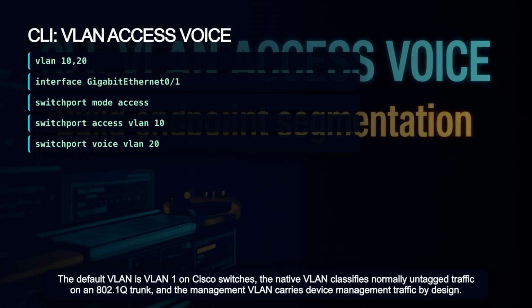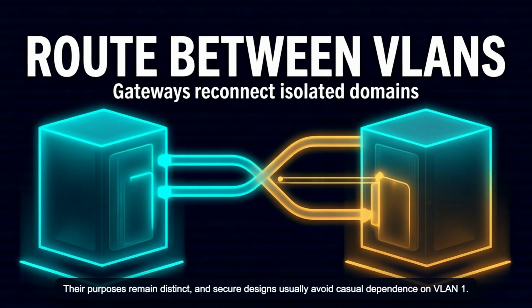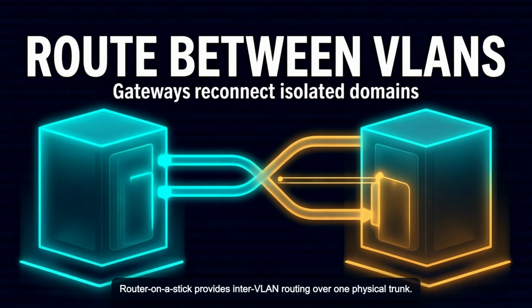The native VLAN classifies normally untagged traffic on an 802.1q trunk, and the management VLAN carries device management traffic by design. Their purposes remain distinct, and secure designs usually avoid casual dependence on VLAN 1. Router on a stick provides inter-VLAN routing over one physical trunk.